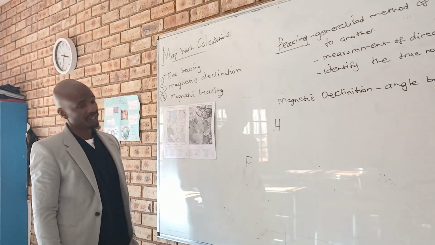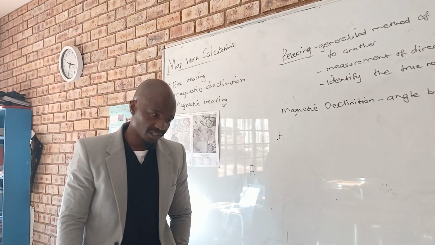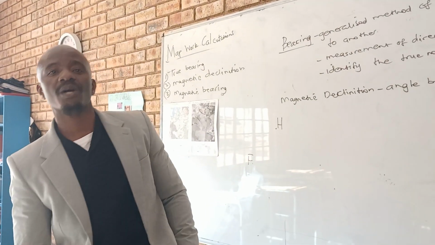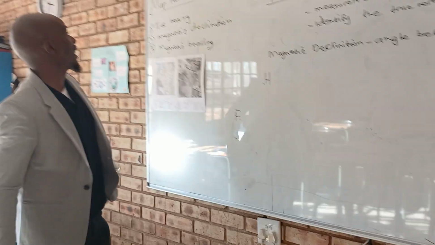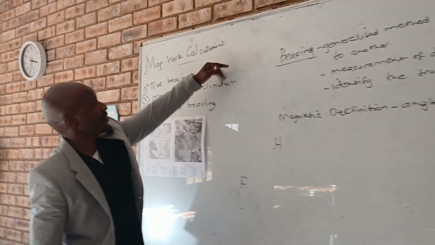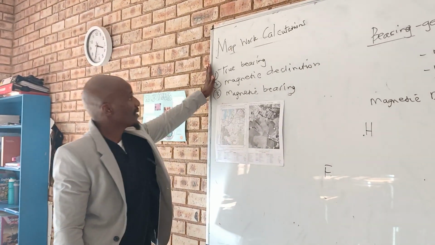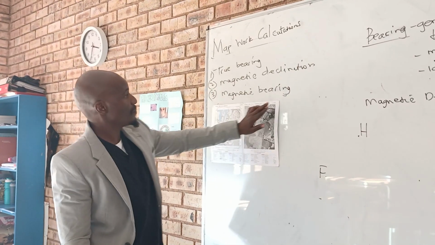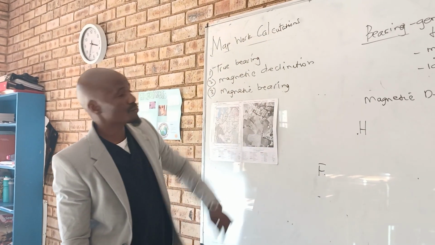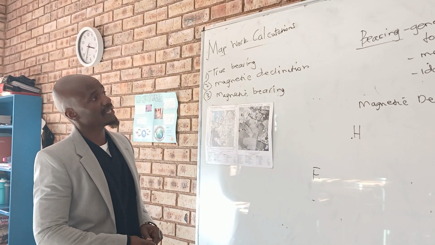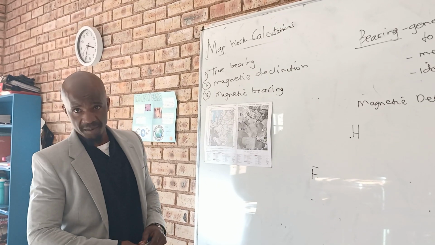I think in the first lesson we looked at the calculation of distance, map conversions, and also calculation of area. We are continuing with the Mapwork calculations. What we're doing today is we are going to calculate true bearing, magnetic declination, and also magnetic bearing. This is also a very important calculation that is usually found in your papers.